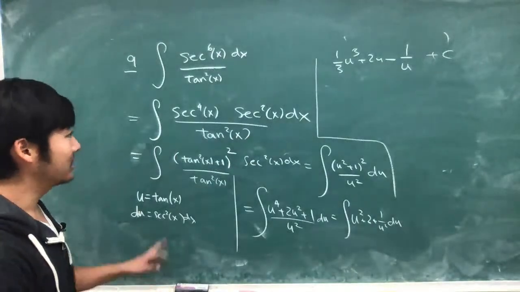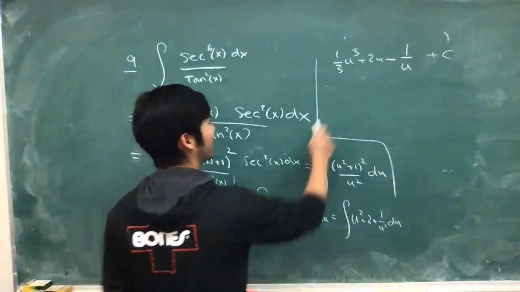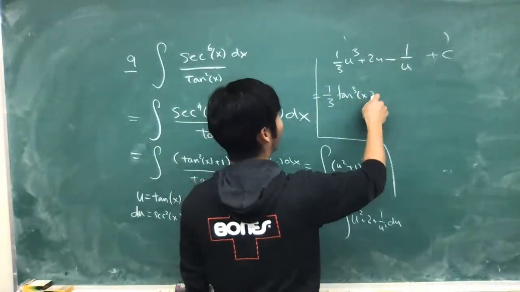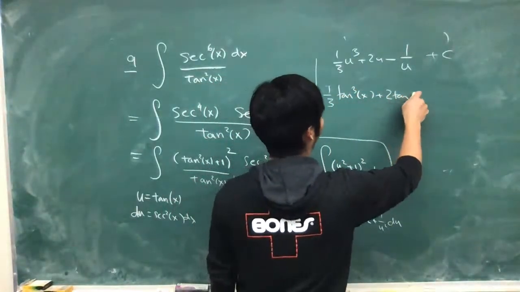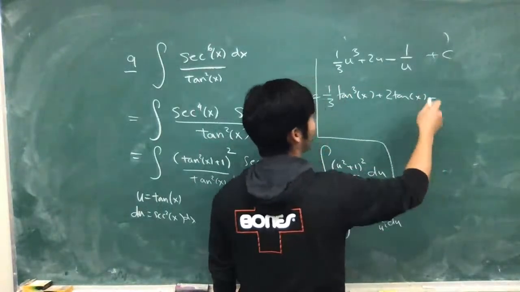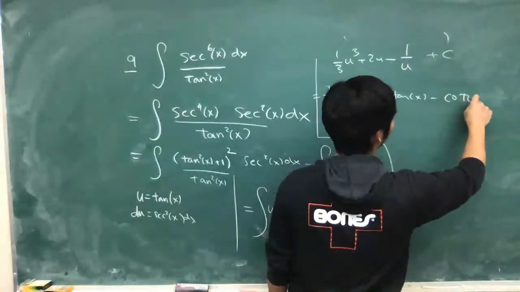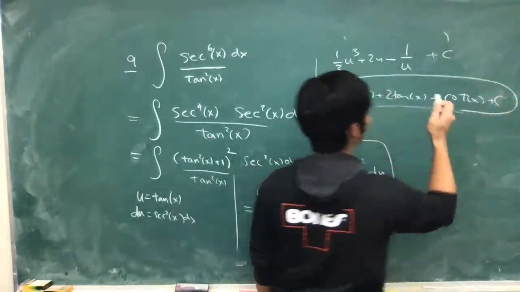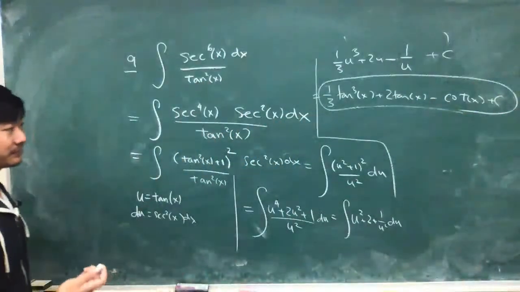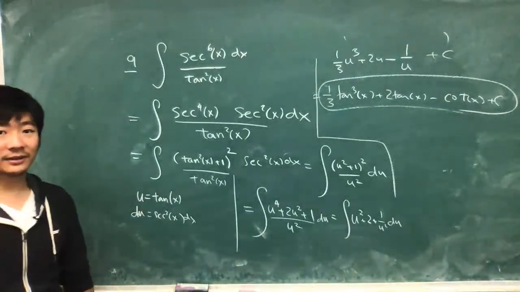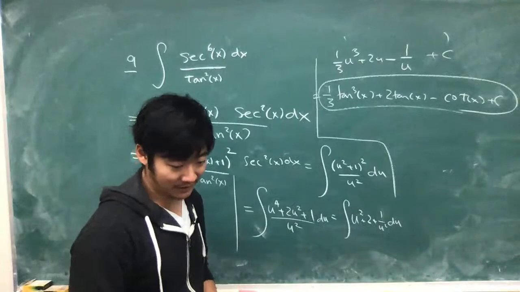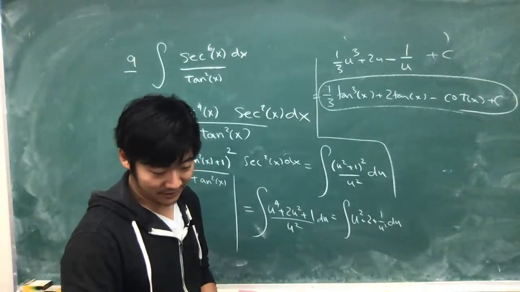And then u is tangent, so just plug in tangent. One over tangent is cotangent, plus c. Okay. So any questions of this?